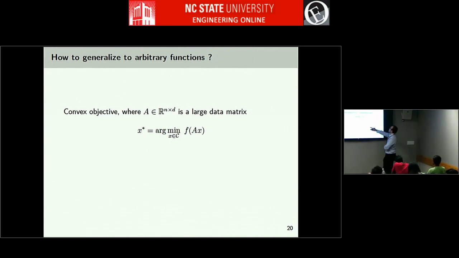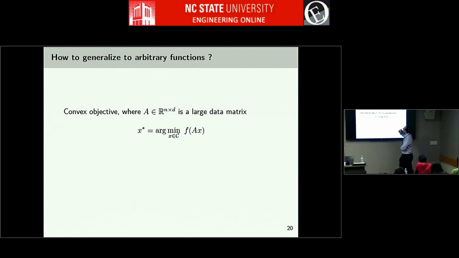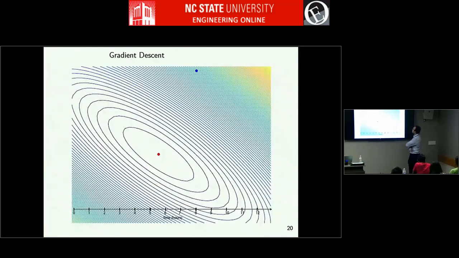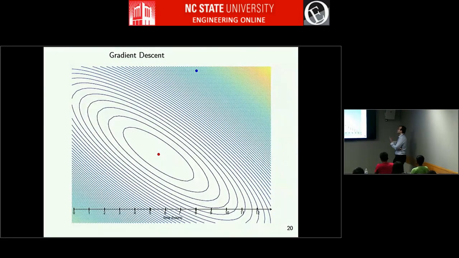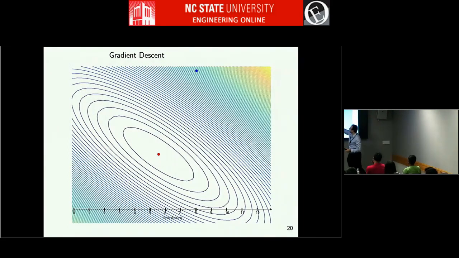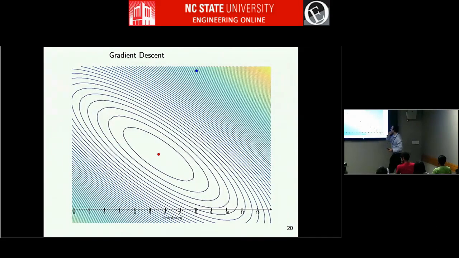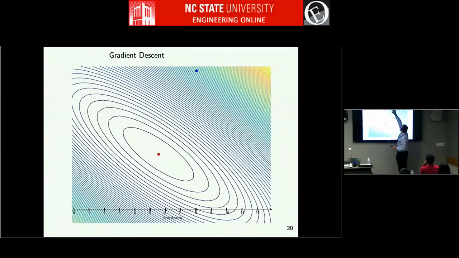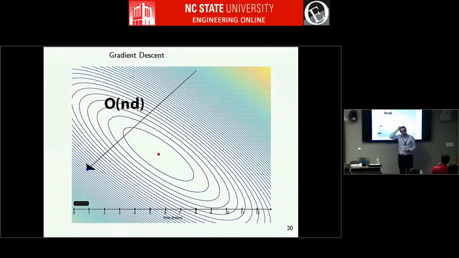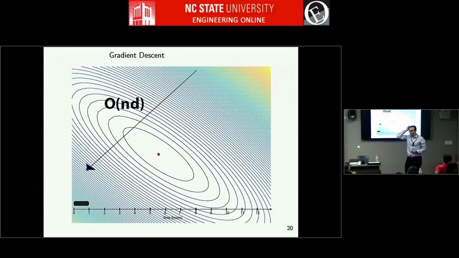So let's say I minimize f of Ax, f is convex, and this is x star. I will tell you a story between first order and second order methods. So if we have gradient descent, let's say this is the cost function I would like to minimize. This is a two-dimensional function. These are the contours. This is the global and only minimum. And let's say I start from here and I do gradient descent. So the gradient points in this direction, and I take a step in this direction. Maybe I land here. Every iteration of gradient descent is order nd.